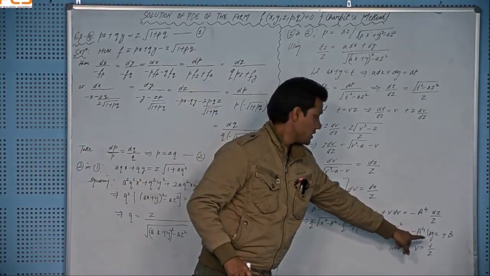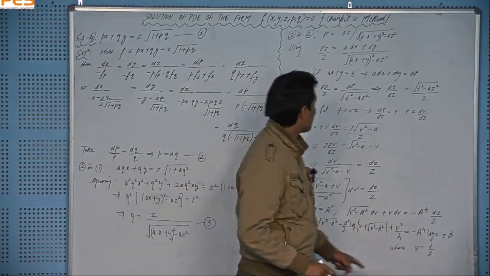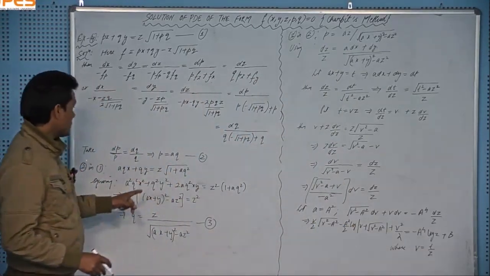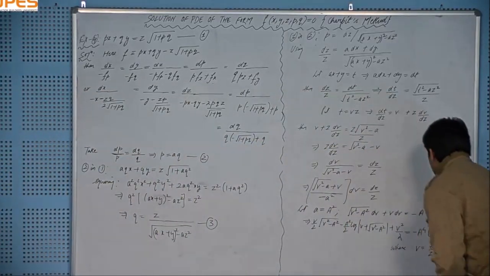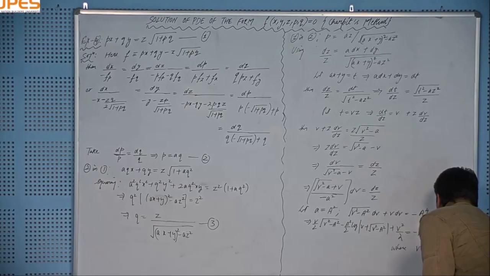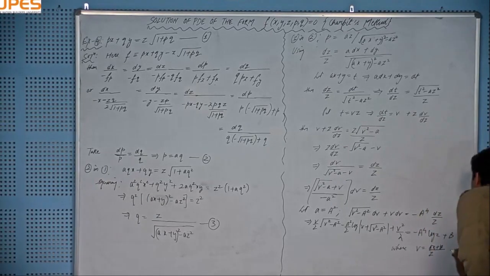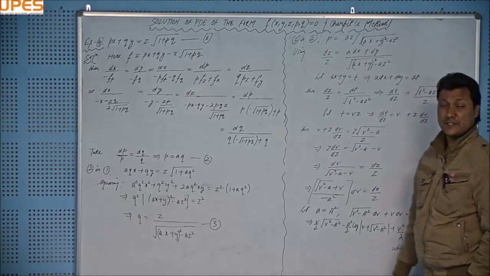z is appearing here. v can be expressed in terms of x and y by putting v is equal to t by z. And what was t? t was ax plus y. So I should write it as v is equal to ax plus y over z. This is the complete solution. This is the final solution, right?